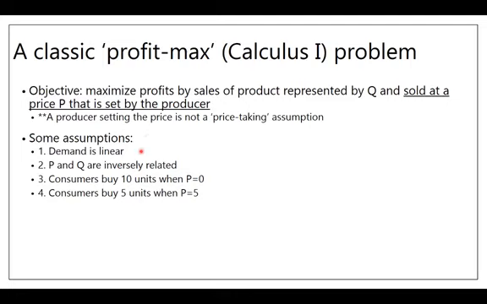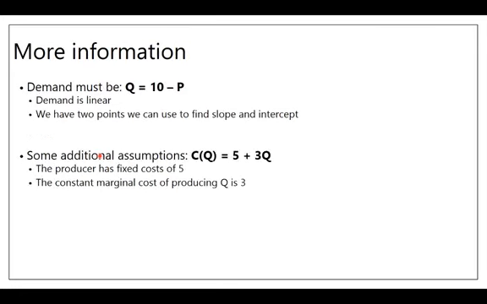Some assumptions: we'll say the demand is linear, that price and quantity are inversely related. That means demand is downward sloping. And we have some information that says when consumers can get this item for free, they'll buy 10 units. When the price is set at 5, only 5 units will be bought. That is enough information to construct the demand curve, given that we've been told it's linear. And we obviously can see that there's an inverse relationship. So if you want, figure it out, but I'll just tell you the demand curve must be Q = 10 - P.